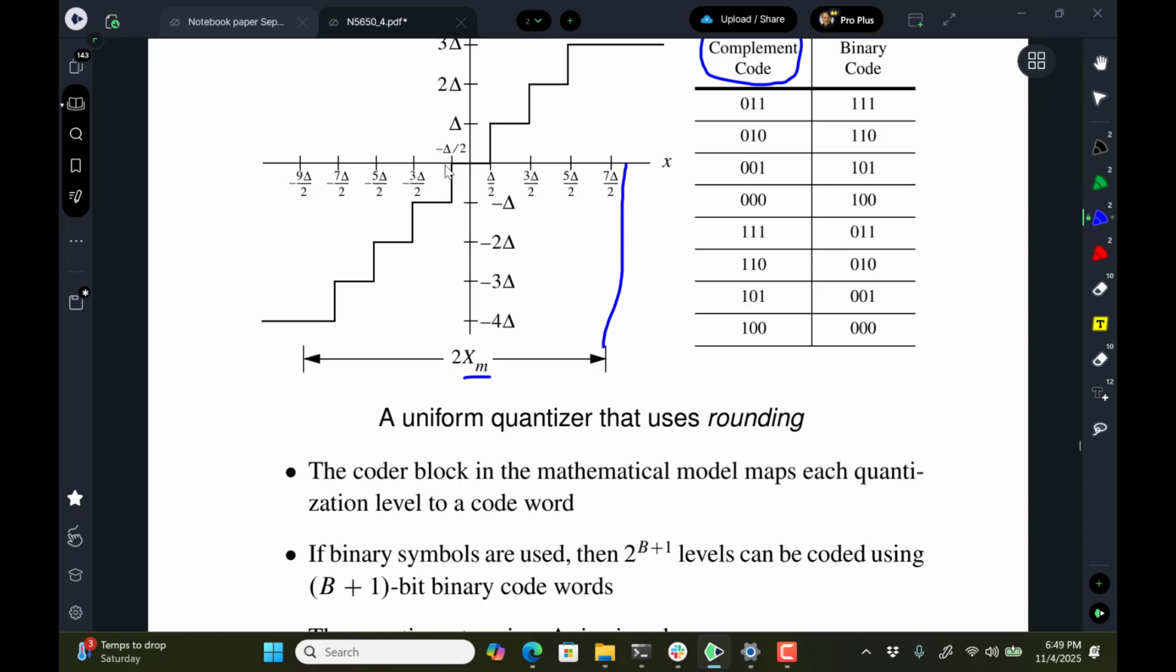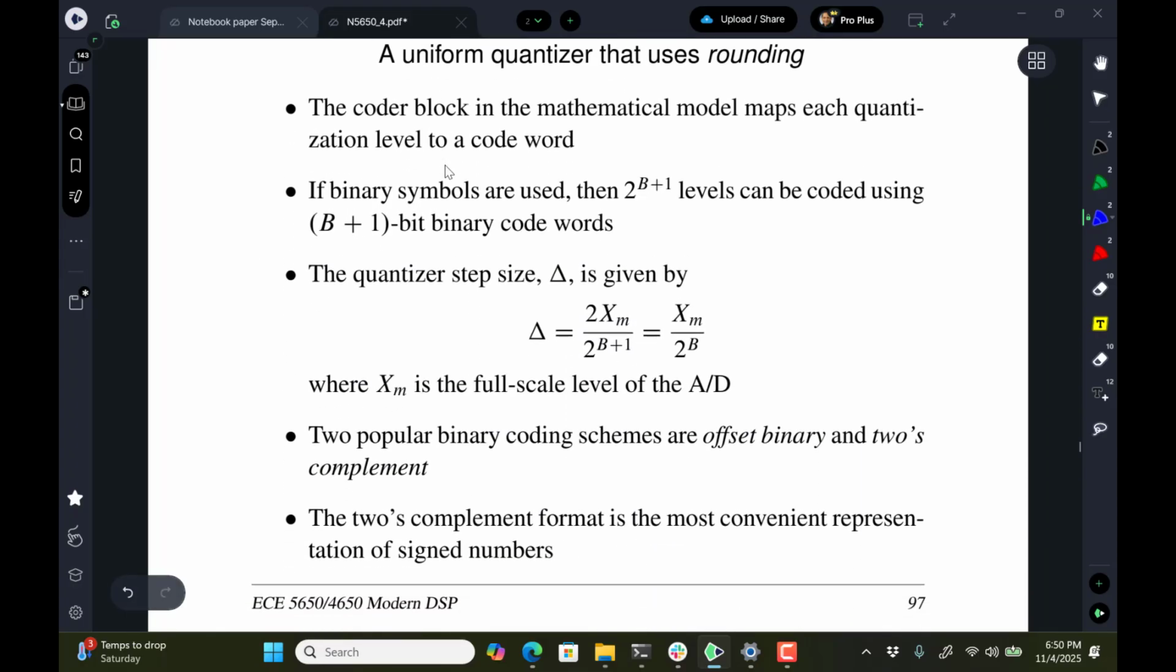So the mapping is to a code word in 2's complement form, and this is the way the book does it. B is the number of magnitude bits.